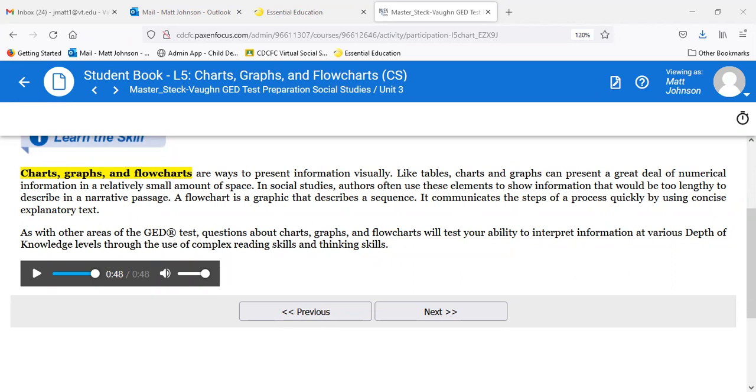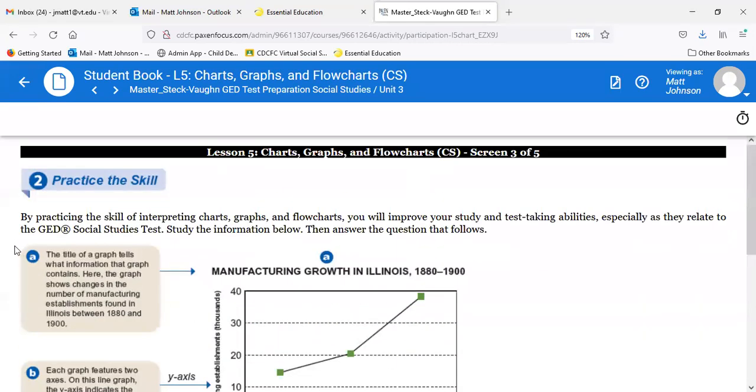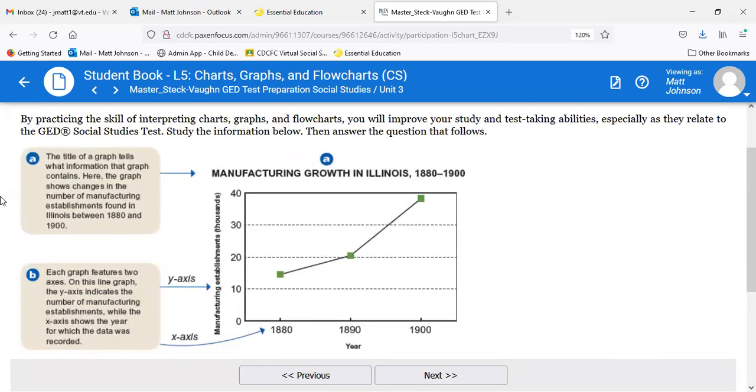So we'll look over here. Let's go ahead and get into the next screen here. So what we got, right, is a graph. And of course, it's always important to take into account what the title is, right? Especially when it comes to any type of visual information, look at the title first, because that way you're going to know exactly what we're involved with. And in this case, it's manufacturing growth in Illinois between the decade of 1880 to 1900s, 20 years is the time span.